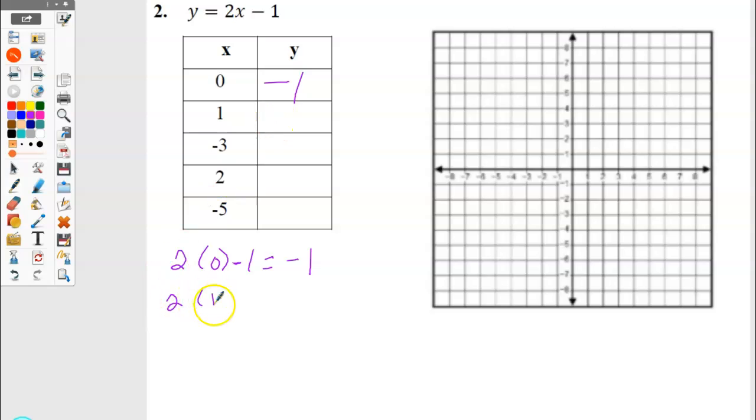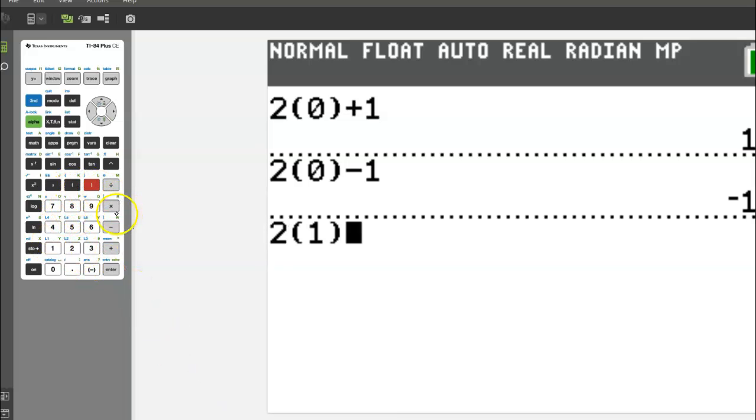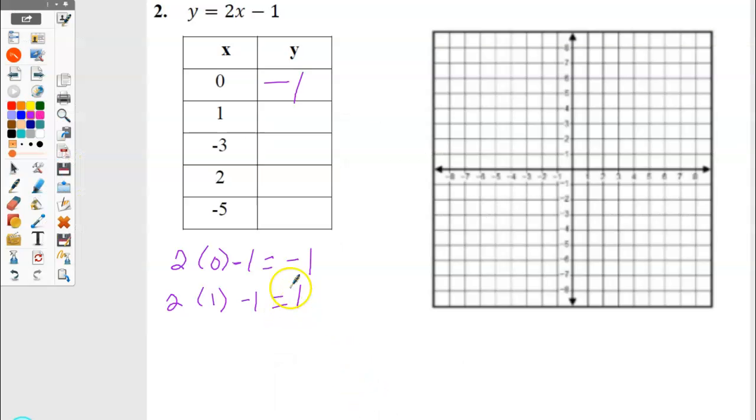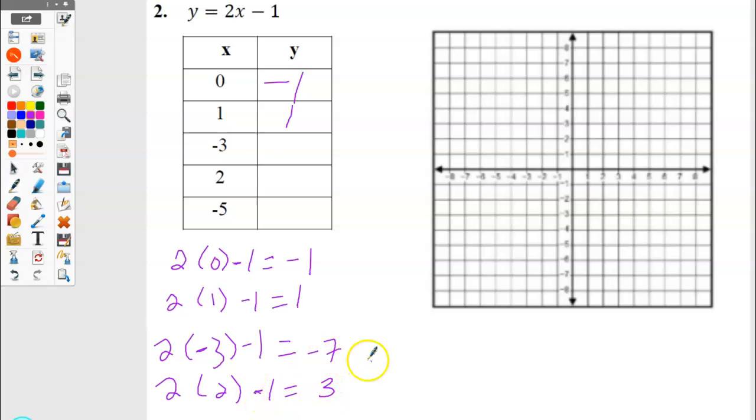And then we're going to do the same thing, plug in 1. So do 2 times 1 minus 1, which is going to give us a +1. We go through 2 times -3 minus 1. When we plug that in, we get -7. 2 times 2 minus 1 gives us 3. 2 times -5 minus 1 gives us -11. So again, I'm sorry if I have to fill these blanks. So this is -7, this is 3, and this is -11.